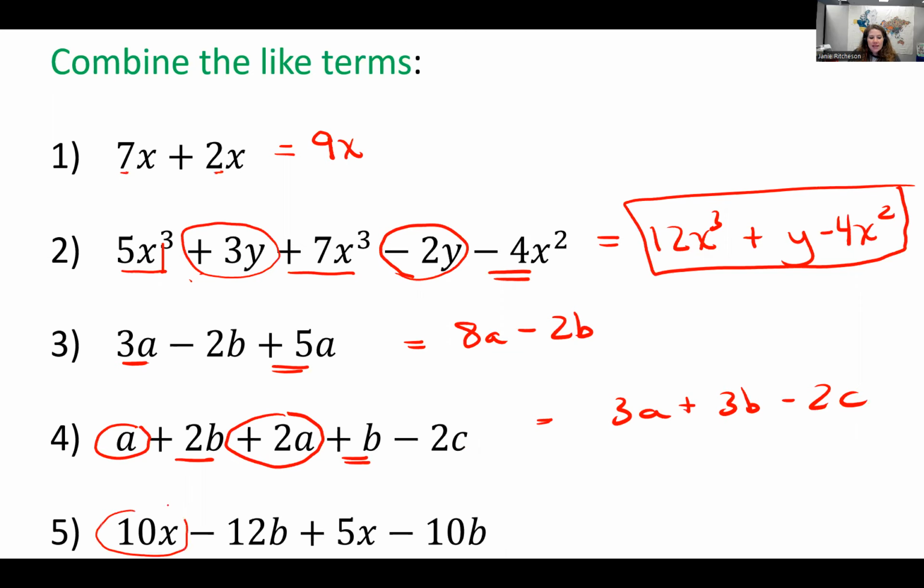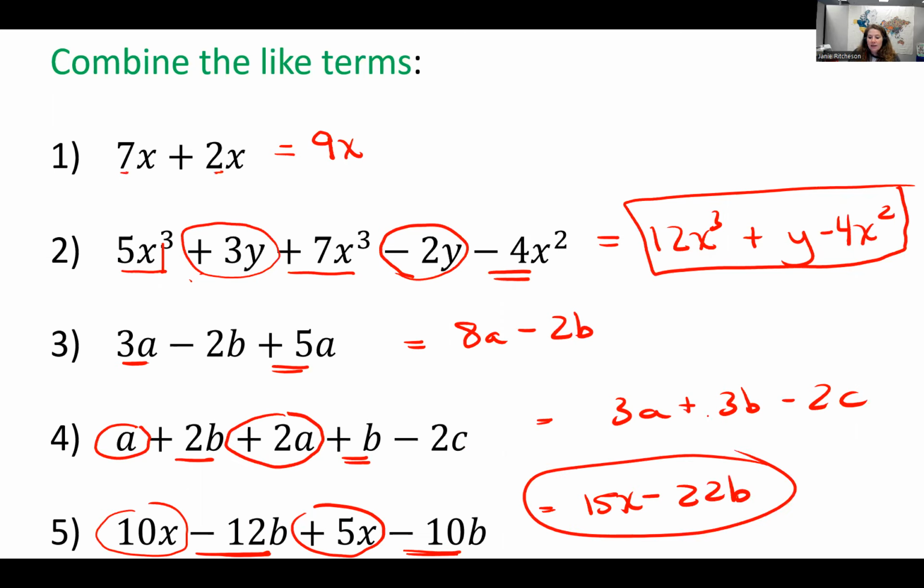And then here we have 10x plus 5x. 10 plus 5 is 15x. And then negative 12b combined with negative 10b, same signs, add and keep, we get negative 22b.